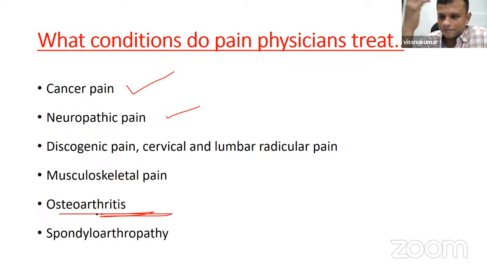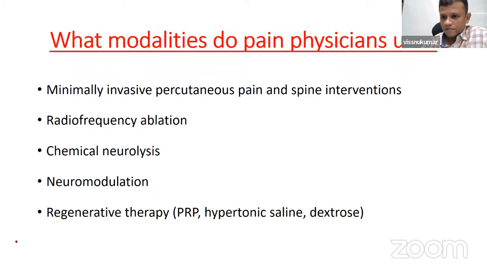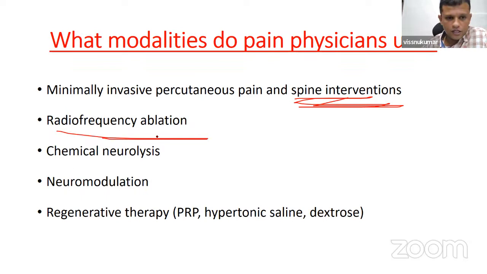So these are some of the modalities pain physicians use. First thing is minimally invasive percutaneous pain and spine interventions. Spine intervention is like a special interest group, and I mostly do spine interventions. I do root blocks, and I do spine endoscopic procedures, endoscopic discectomy, in cases of sciatica. Previously I was doing facet RF, but now I am directly doing endoscopic facet rhizotomy. I am regularly using radiofrequency ablation, which I told you. For chemical neurolysis, I mostly use absolute alcohol, 100% alcohol. And I do neuromodulation also.